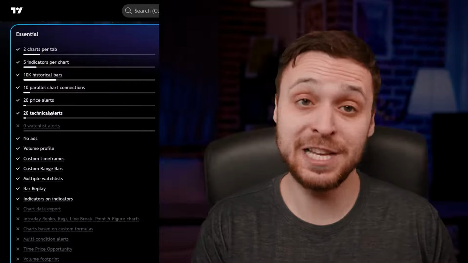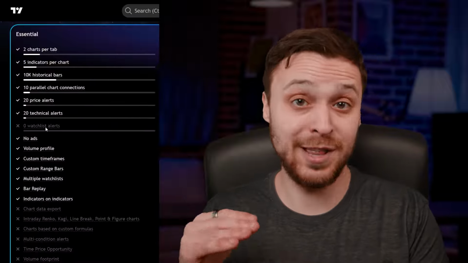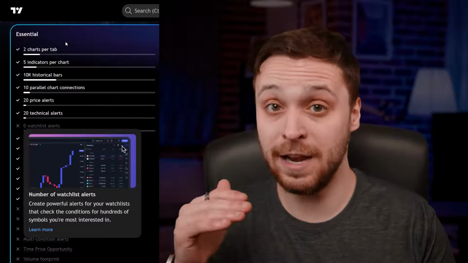Now, to be fair, the TradingView Essential Plan has its place for sure. The key is just understanding who it's for. The gap in price between them is real, so you need to know if that jump in features is necessary for you to be able to pay for it.